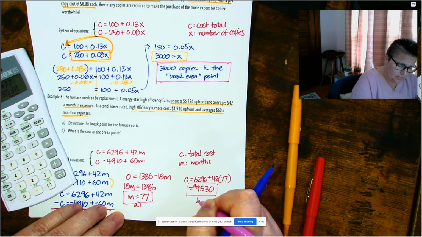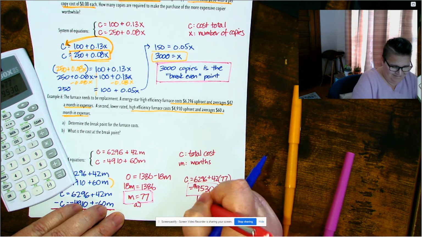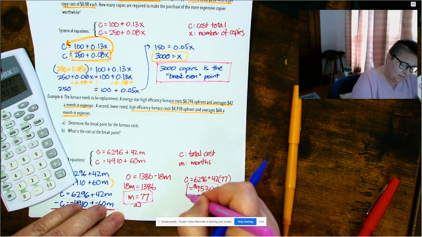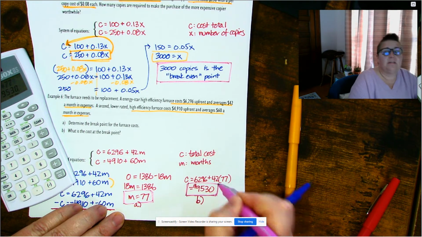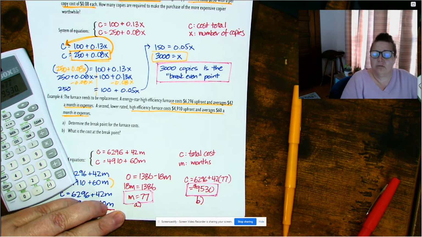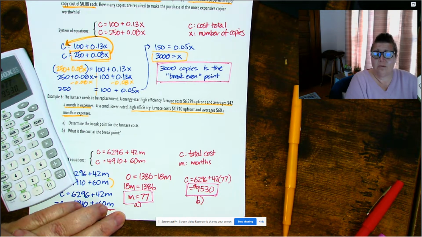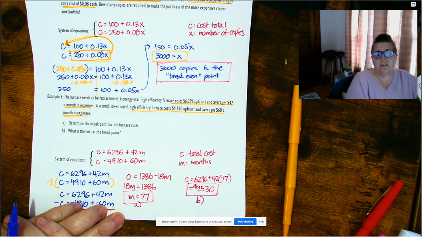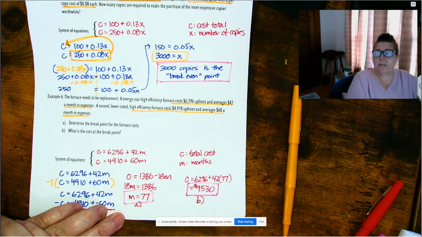This is part B. Whoops, I want my red one. That's part B. So how many months before they break even? 77. Now, 77 months would be 6-ish years. So shortly after 6 years, it won't matter which one you've used. So it might be a matter of which parts are better. It might be a matter of what kind of money you had up front. But after 6 years, you have a break-even point. And the cost of your investment at that point is $9,530.